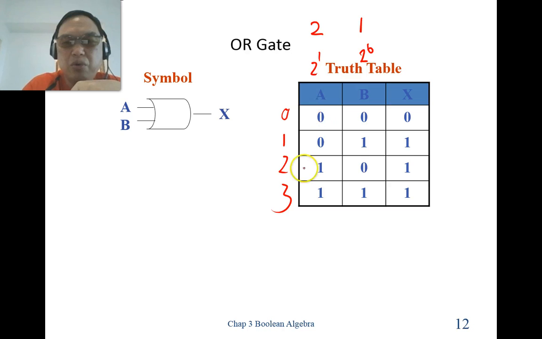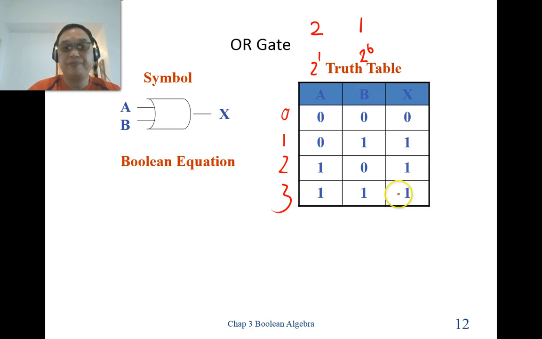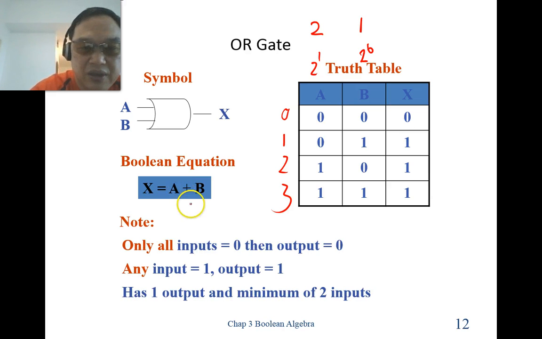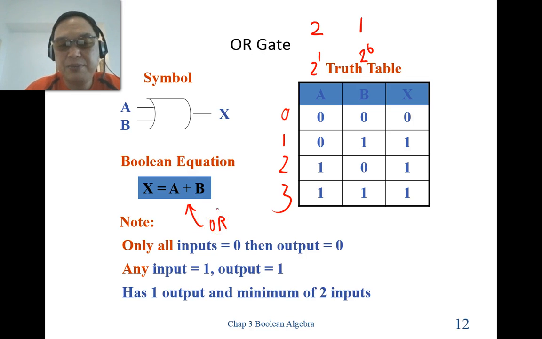We list all the 2-input possibilities. As long as one of the inputs is a 1, the output will be 1. As simple as that. 0 0, 0 1, 1 0, 1 1. Put in equations, we write A plus B. Plus is a logic OR. A plus B, A or B. So we write down the Boolean equation as A plus B.